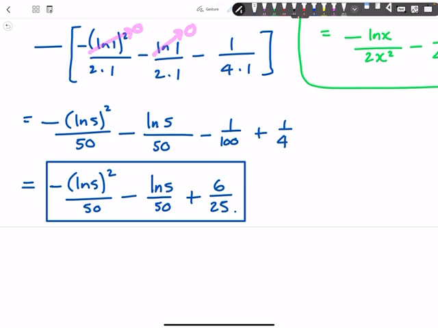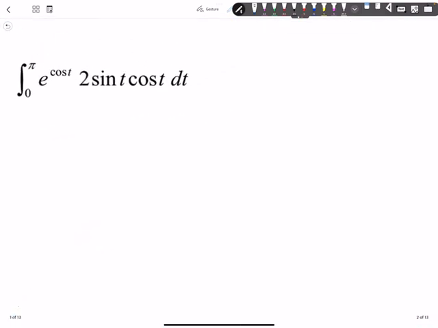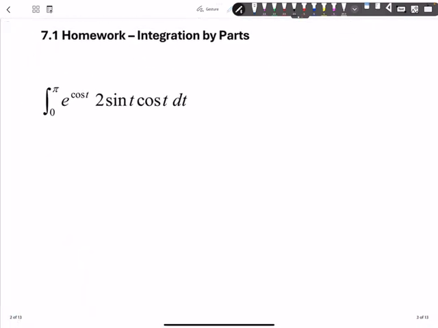All right, I'm going to look at one more problem in this video. The next problem here, we have the integral from 0 to pi of e raised to the power cosine of t times 2 times sine of t, or 2 times sine of t times cosine of t dt.